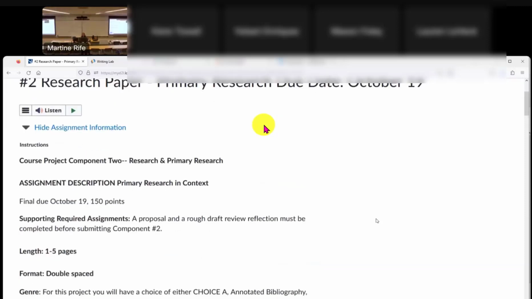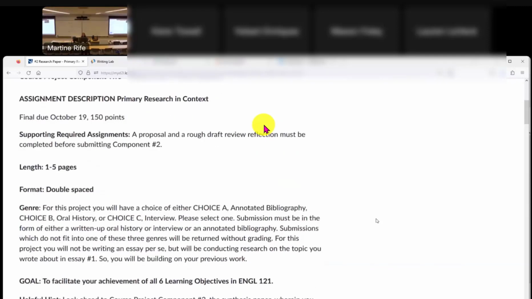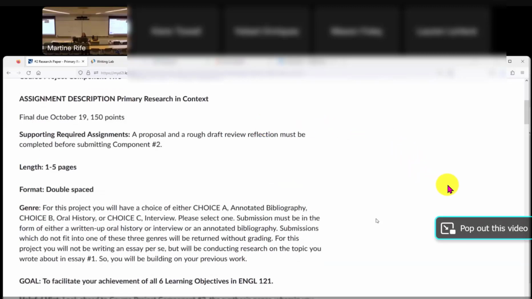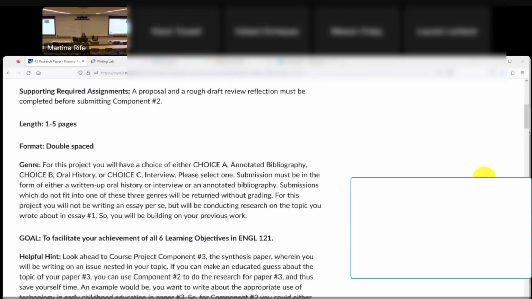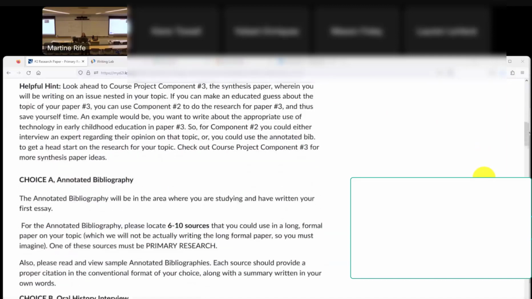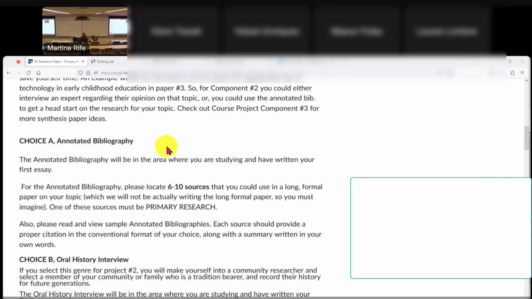This is our research paper. So it's a paper, but it's in a special genre. You are either going to do an annotated bibliography, which means that you will go and find, wait, has anyone ever done an annotated bibliography? Have you guys ever done it? No. Okay. So good. That's fine. That means we get to learn something new, which is fun.